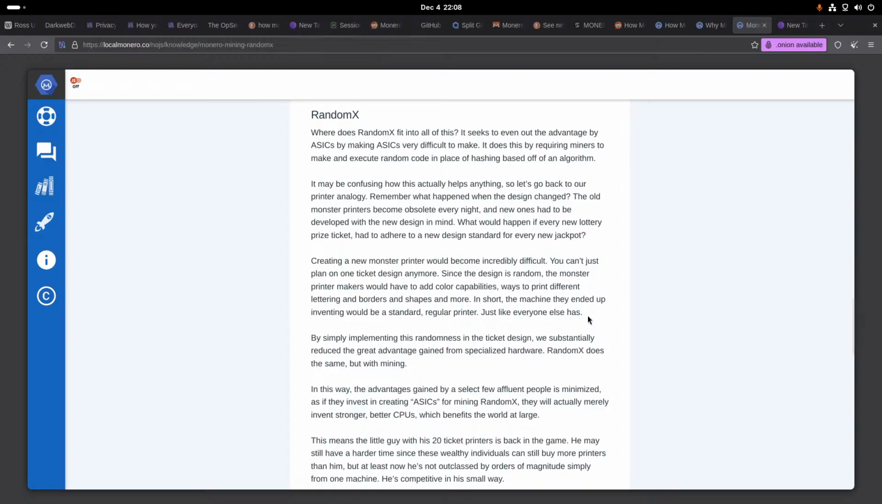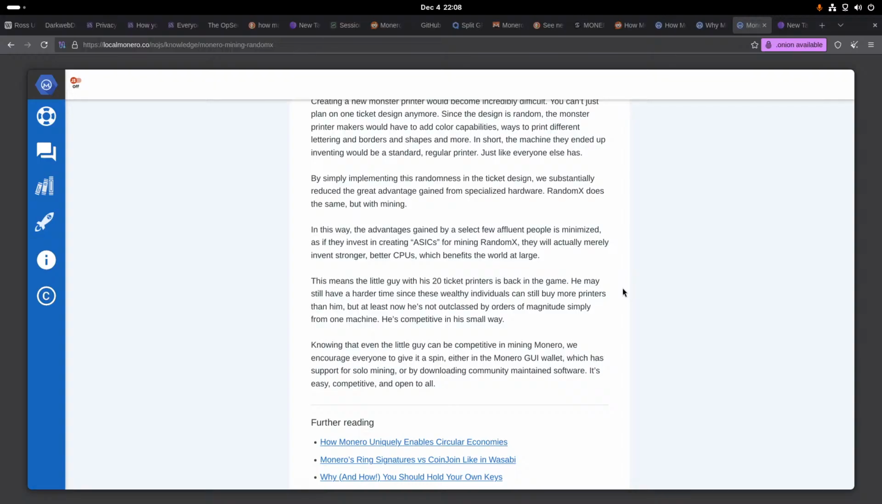By simply implementing randomness in this ticket design, we subsequently reduced the great advantage gained from the specialized hardware. RandomX does the same, but within mining. In this way, the advantages gained by a select few affluent people are minimized, as if they invest in creating ASICs for mining RandomX, they will actually merely invent stronger, better CPUs, which benefits the world at large. This means the little guy with his 20 ticket printers is back in the game. He may still have a harder time since these wealthy individuals can still buy more printers than him, but at least now he's not outclassed by orders of magnitude simply from one machine. He's competitive in a small way. Now, knowing that even this little guy can be competitive in mining Monero, we encourage everyone to give it a spin, either with the Monero GUI wallet, which has support for solo mining, or by downloading community-maintained software. It's easy, competitive, and open to all.